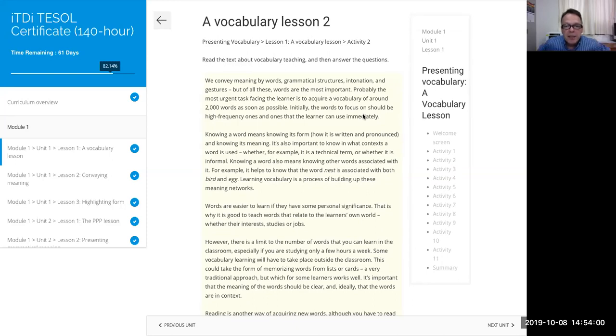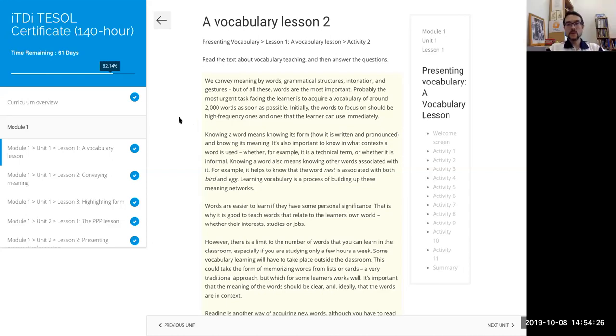We convey meaning by words, grammatical structures, intonation, and gestures. But of all of these, words are the most important. Probably the most urgent task facing the learner is to acquire a vocabulary of around 2,000 words as soon as possible. Initially, the words to focus on should be high-frequency ones and ones that the learner can use immediately.